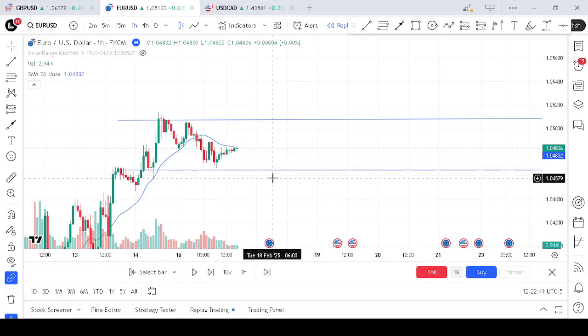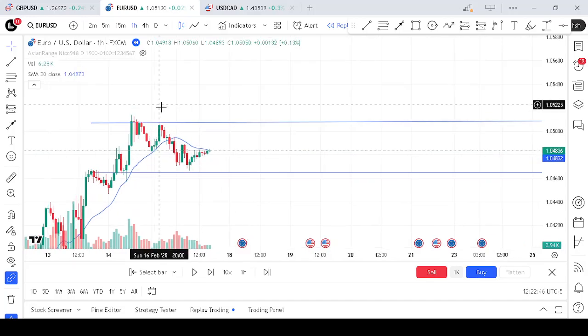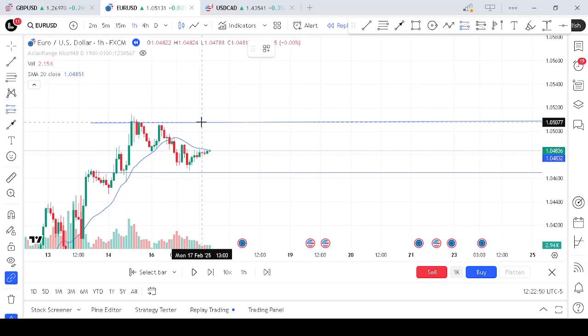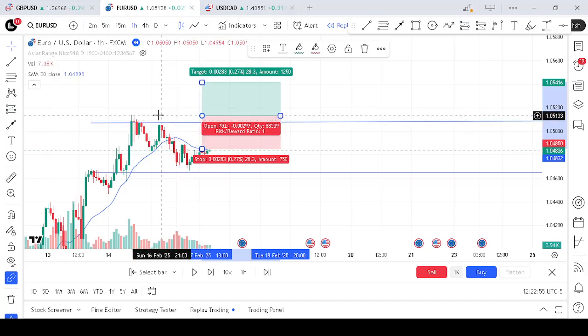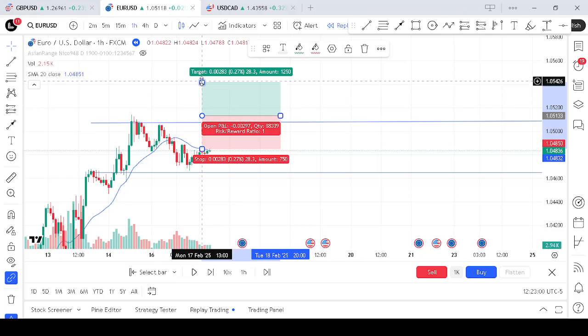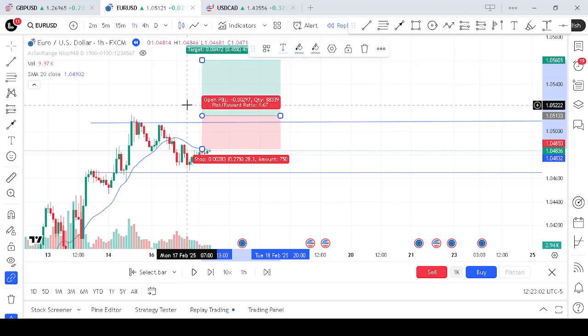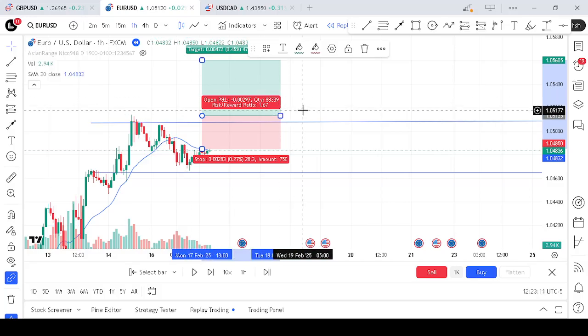Then your entry point, if it's for a buy, you put your entry 2 to 5 pips above the high where you're expecting price to break out from. You put it above the high so that you can catch the momentum of the level to confirm the breakout is genuine. This small buffer helps avoid false signals and ensures you catch the real momentum. This is for a buy trade.